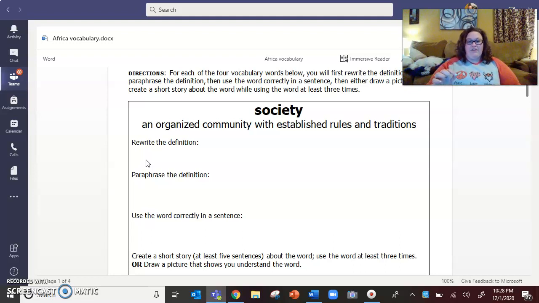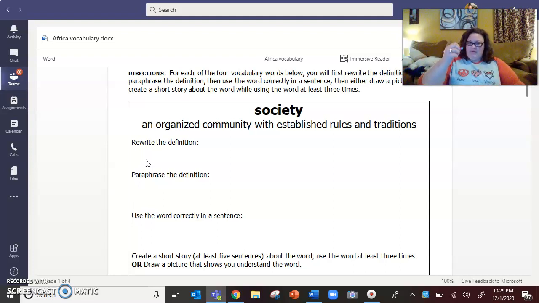So now that I've rewritten the definition, I'm going to paraphrase it. I will put it into my own words. So I'm going to take it and chunk it out. An organized community. That to me, a community, I know is a group of people. Like we have the Trainer community. We have the school, like the neighborhood community. We have the Reno community. So there are different communities that are different sizes, different types of societies. So an organized community is essentially a group of people. So I'm going to write a group of people.